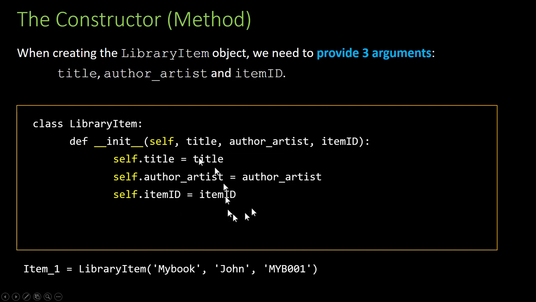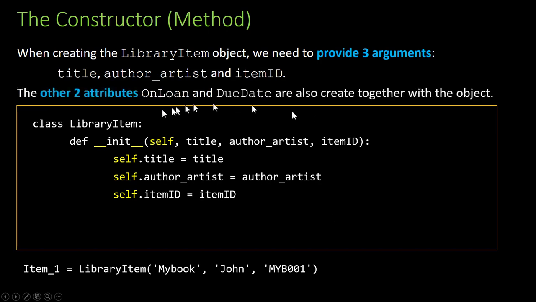Then we have the assignment, assigning the title, artist, author, item ID to self.title, self.author and artist, and self.item ID. There are two other attributes: on loan and due date. These are also created together with the object.